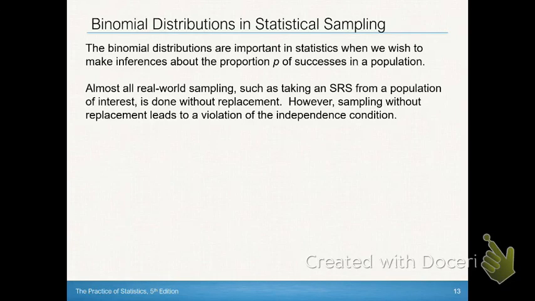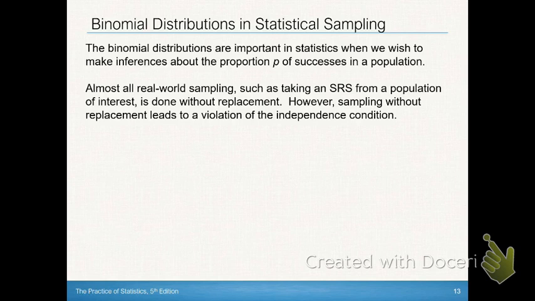In this video, we'll take a deeper look at the binomial distribution and how it relates to the normal distribution. Lots of things are binomial settings. We know that we often look at outcomes and say whether they were successful or not. The problem comes when we start to do sampling.